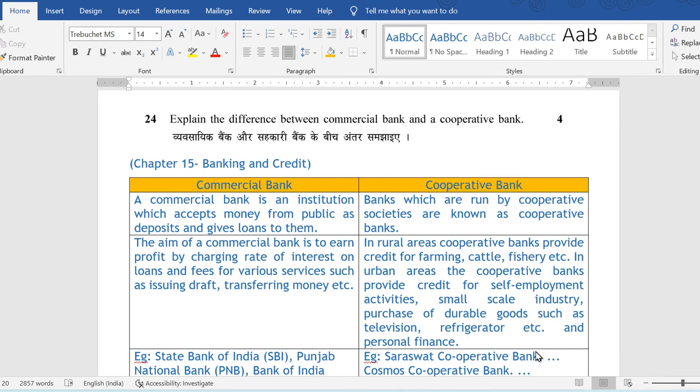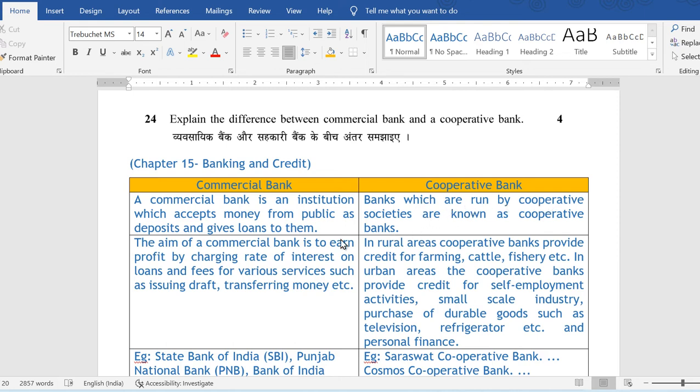Question 24. Explain the differences between a commercial bank and a cooperative bank. This is from chapter 15, Banking and Credit. This is a difference between question, so the differences are explained in the form of a table. A commercial bank is an institution which accepts money from the public as deposits and gives loans to them. It is the normal bank that we refer to, whereas cooperative banks are the banks which are run by cooperative societies.